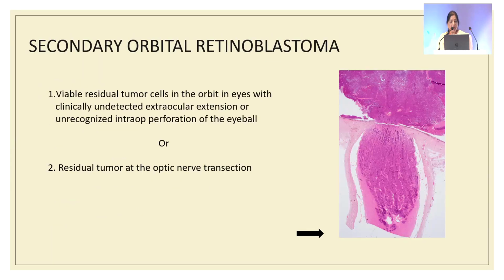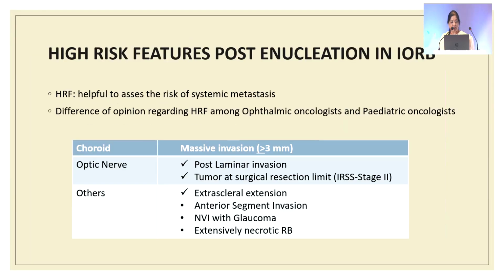In secondary orbital retinoblastoma, viable tumor cells are seen in the orbit in eyes with clinically undetected extraocular extension or unrecognized intraocular perforation of the eyeball, or there is a residual tumor at the optic nerve transection.